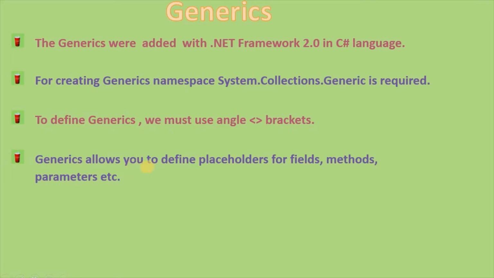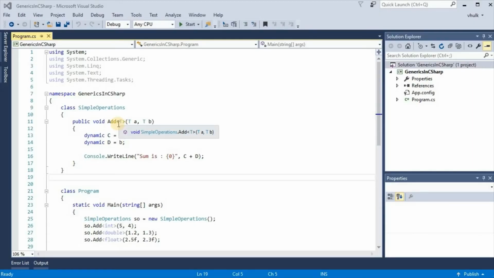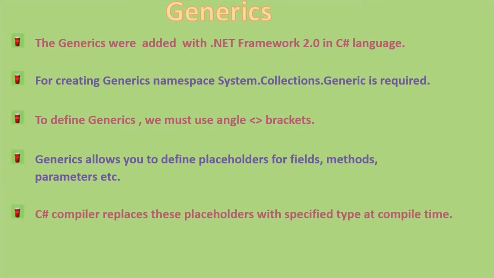Generics allow you to define placeholders for fields, methods, parameters, etc. This is a generic method with type T, and these are parameters having type T. When this T is present in the angle brackets, it is called a placeholder in generics. The C# compiler replaces these placeholders with the specified type at compile time.